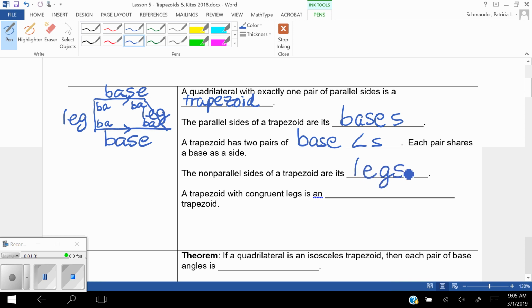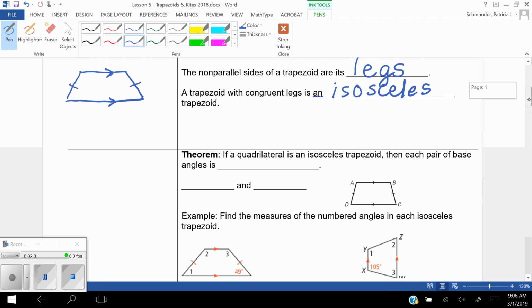If the trapezoid has congruent legs, then it's an isosceles trapezoid. I said triangle, and I may make that mistake a few times in this video. I'm so accustomed to talking about triangles. So here would be our isosceles trapezoid. Legs are congruent. The bases will always be parallel in a trapezoid. So there's an isosceles trapezoid for you.